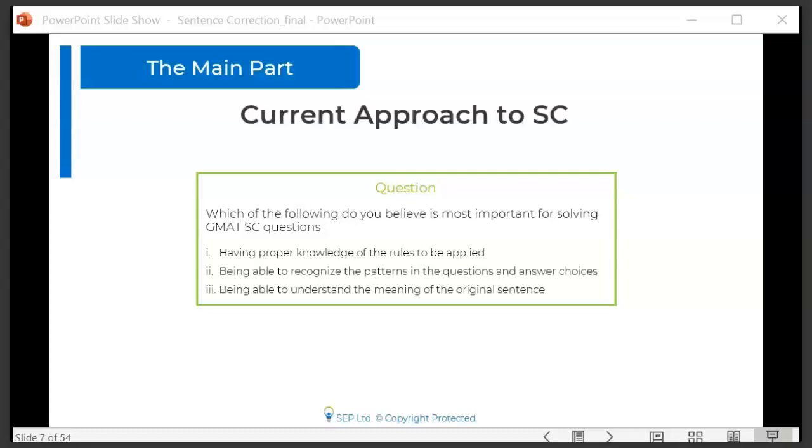All right, 30% of you believe that you should be able to recognize the patterns which are there in the GMAT questions, and the patterns that the answer choices are usually based on. And 50% of the class believes it is important to understand the meaning of the original sentence. That is, choice A needs to be understood correctly. That is the most important thing. Just hold on to that thought. Therefore, 50% of you believe that understanding the meaning of the original sentence is important, and the rest of you are divided between rules and patterns. Just hold on to that, and let me put up the next question for you.